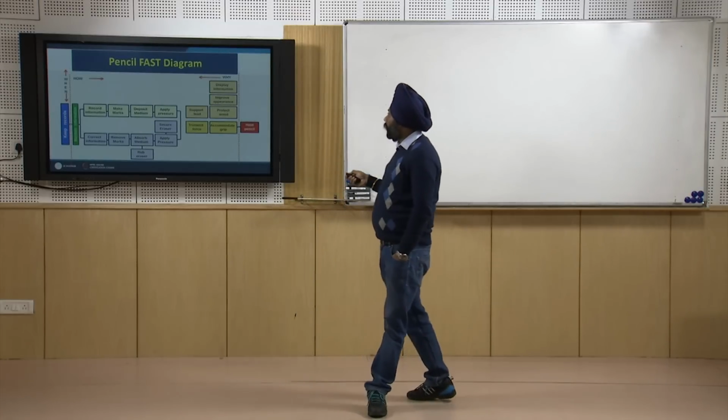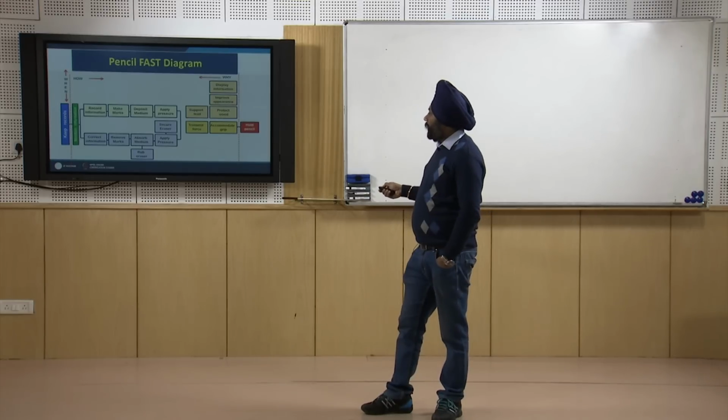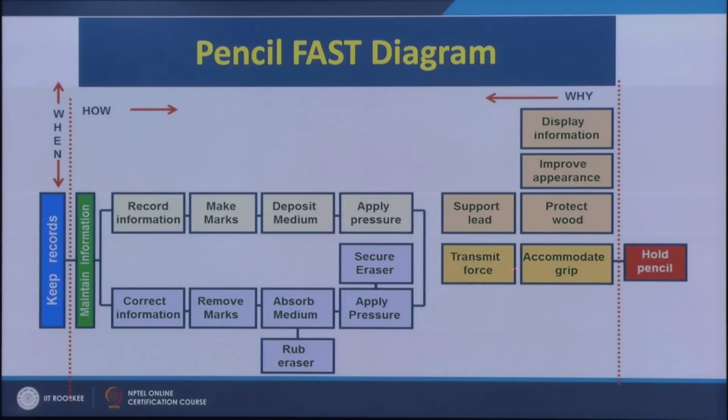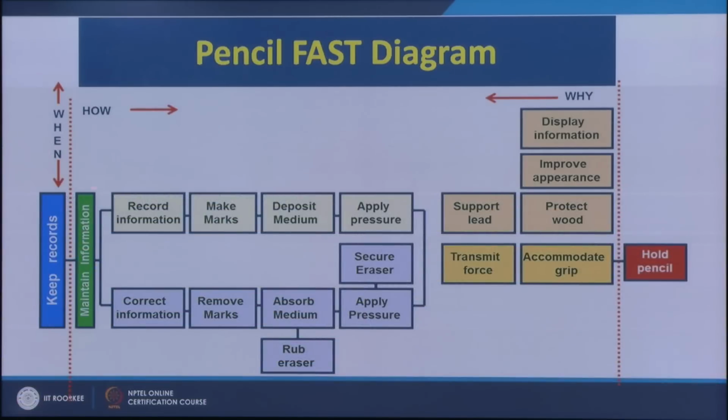If we start with why type of questions: why should we hold a pencil? In order to accommodate the grip. Why accommodate the grip? Because then only we will be able to transmit the force. Why transmit the force? In order to apply pressure. Why apply pressure? To deposit the medium on a piece of paper. Why deposit the medium? Medium means, again I am revising, lead or ink. Why deposit it? In order to make marks. Why make marks? In order to record information. Why record information? To maintain the information. And why maintain the information? For keeping the records.